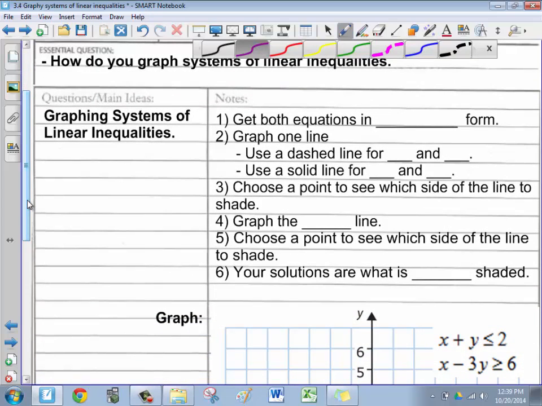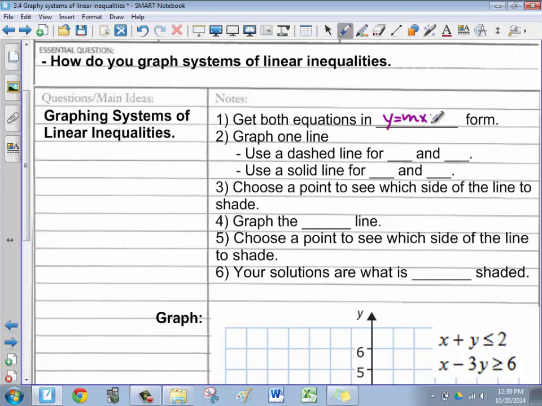So let's just go through the steps on graphing systems of linear inequalities. Step 1 is to get both equations in, just like before, y equals mx plus b form, otherwise known as the slope-intercept form. That's our first step for graphing those.